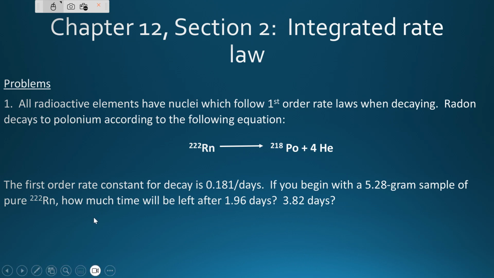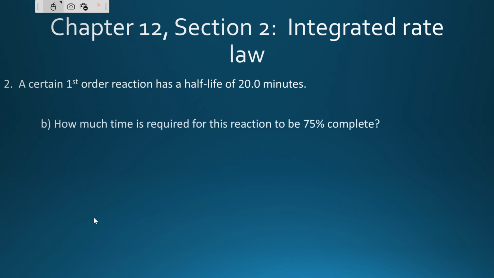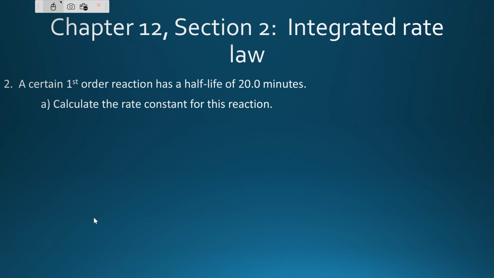Now, we can also go through and say, all right, and there's the equation, if you guys were wondering, there's the equation for the first order, okay? Now, let's take a look. If we know the half-life is 20 minutes, we're going to be calculating the rate constant, if we don't know that. And then we can go through and see with the percentage. So let's figure it out.